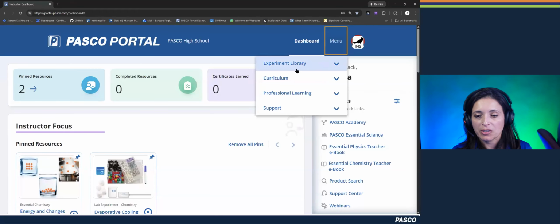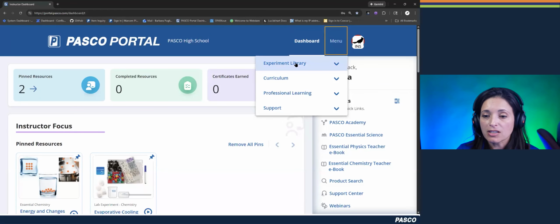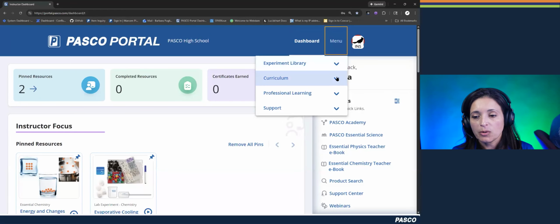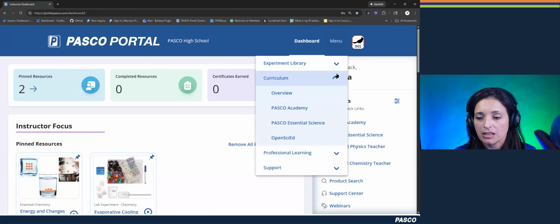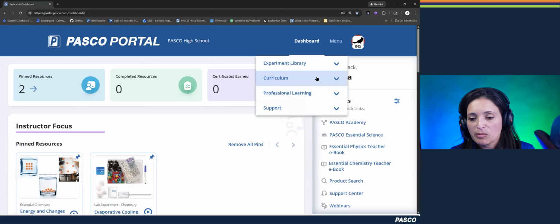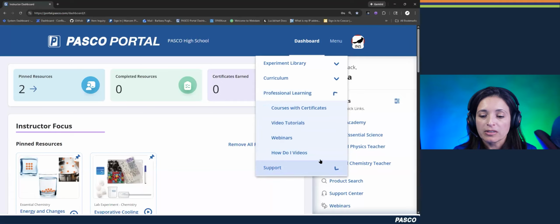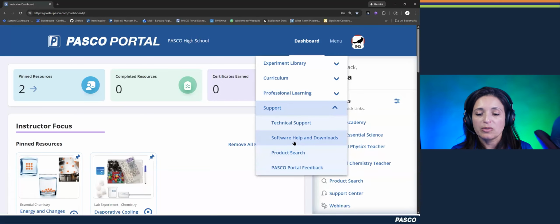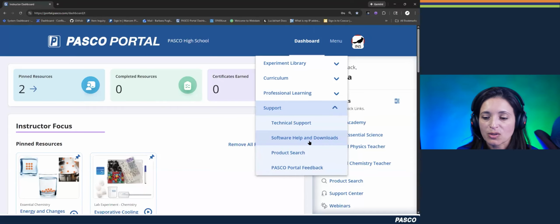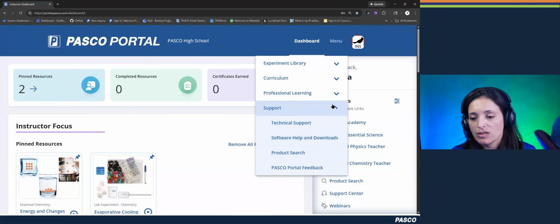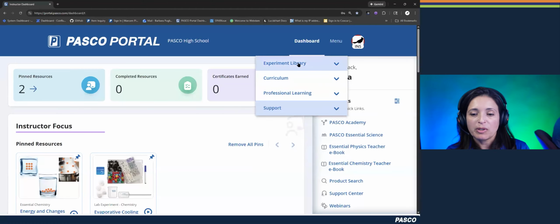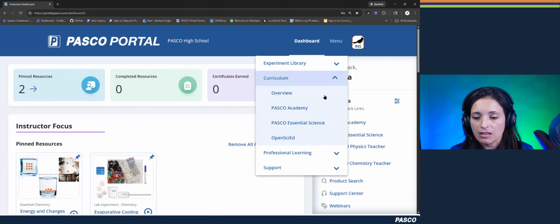We've got an experiment library, which includes all grade levels from K through college and all content areas. We've got curriculum that's not just OpenSciEd, but it's also traditional science curriculum like the Essential Curriculum and PASCO Academy, which provides support for lab investigations, professional learning for teachers, and support for technical support. And this is also where you would get the software that goes along with the sensor-based investigations. So there's a quick view of what's in Portal, but let's just look at Unit C2. That's what we were just in at OpenSciEd.